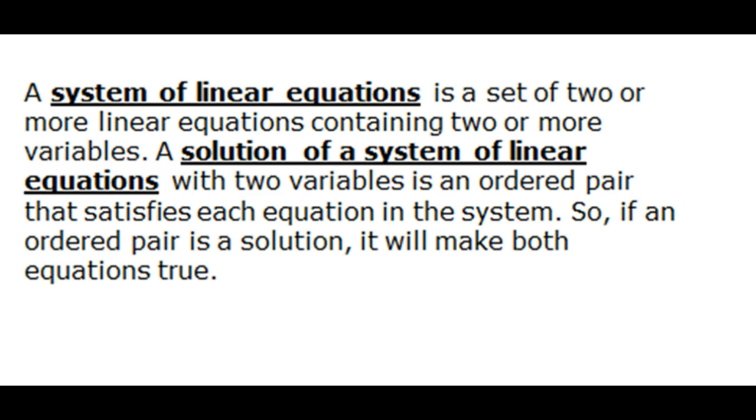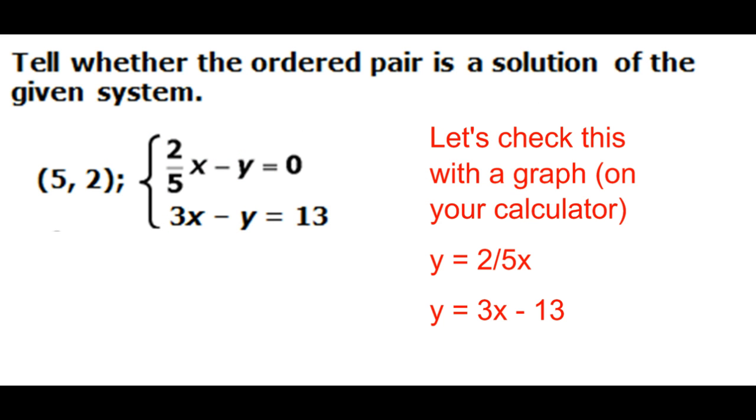The solution is the point that satisfies or works in both equations, so it makes both equations true. So basically you're taking two sets of conditions and merging them all together. Here we're just going to say, is this a solution to the system? That means, is the point (5, 2) on the graph of both of these?